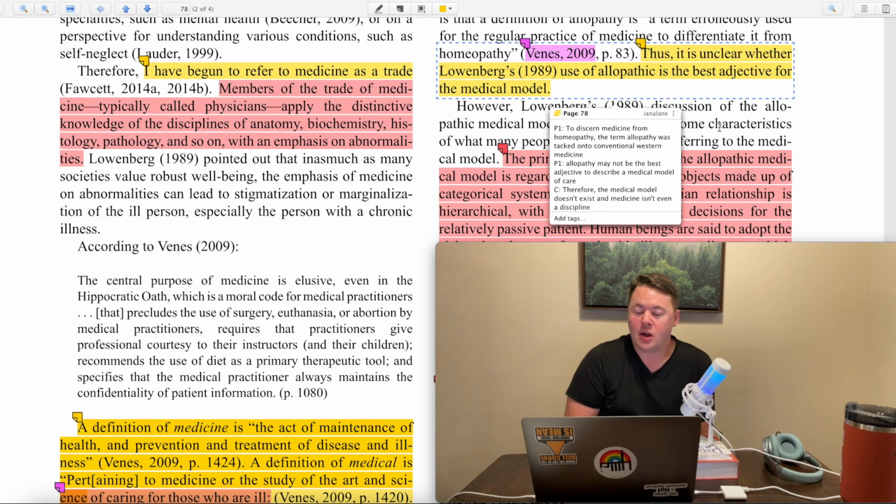Premise 1. To discern medicine from homeopathy, the term allopathy was tacked onto conventional Western medicine. Premise 2. Allopathy may not be the best adjective to describe a medical model of care. Conclusion. Therefore, the medical model does not exist and medicine isn't even a discipline.